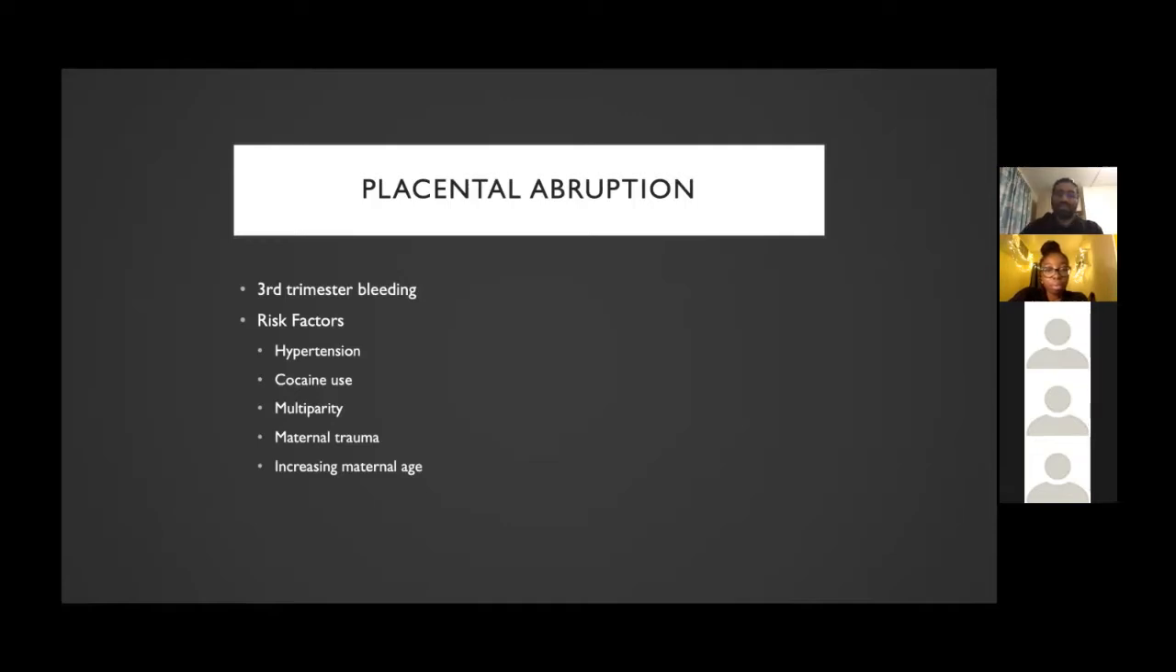Yeah, a hard, firm uterus. Well, it's a hard and tender uterus. That's indicative of a placental abruption.